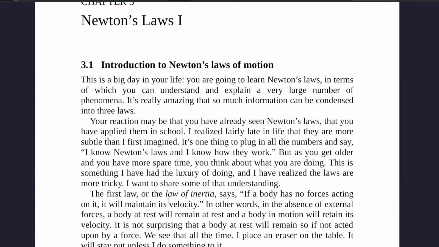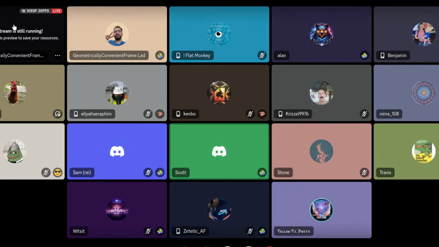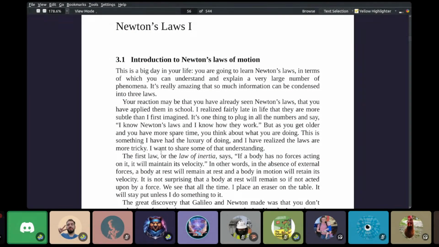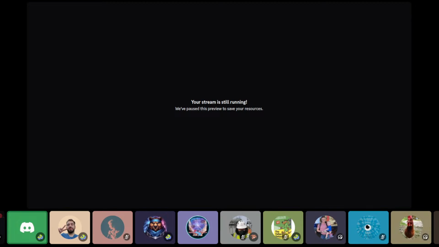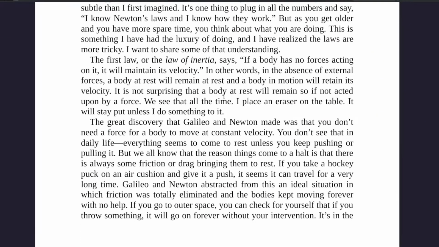The first law, or the law of inertia, says if a body has no forces acting on it, it will maintain its velocity. In other words, in the absence of external forces, a body at rest will remain at rest, and a body in motion will retain its velocity. It is not surprising that a body at rest will remain so if not acted upon by a force. We see that all the time. I place an eraser on the table. It will stay put unless I do something to it.